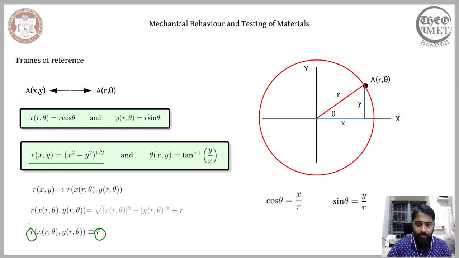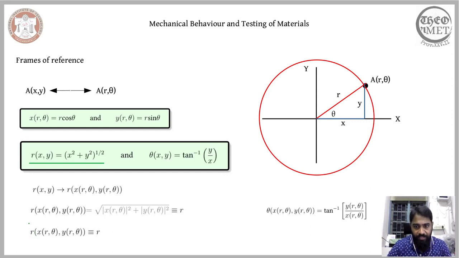Wonderful. Let us try to do the same with theta. I can write my theta in terms of x and y. So this is the expression that I get: theta written in terms of x and y. So this is written in an unknown frame of reference. And now I'm replacing the x and y with r and theta, something that is known to me.